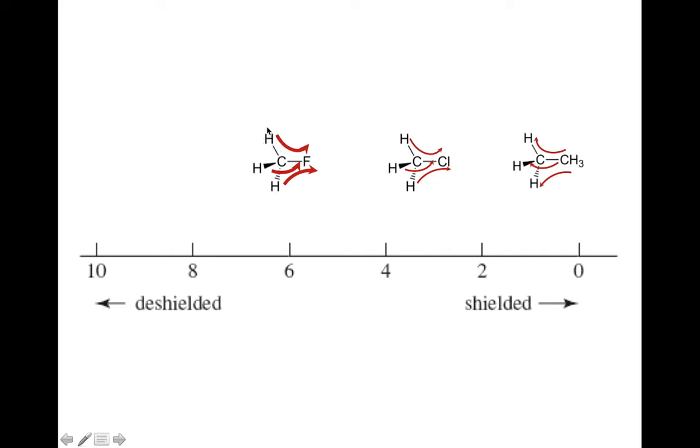And in a more extreme case, in fluoromethane, the fluorine is strongly electron withdrawing, so it's pulling a lot of electron density this way. So these hydrogens have very little electron density around them, so they're strongly de-shielded, and they really feel the effects of the applied magnetic field. So these hydrogens will give a signal somewhere around here in the NMR spectrum. So that's the concept of shielding.